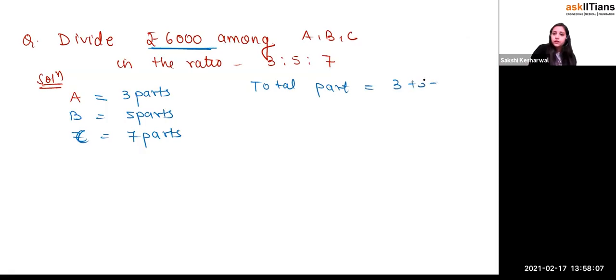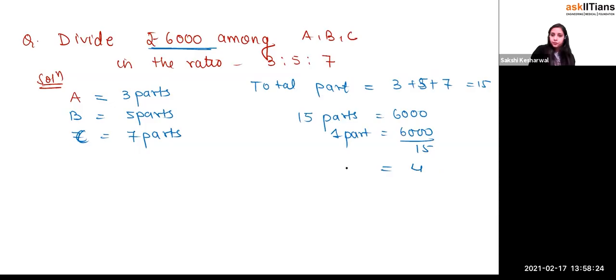3 plus 5 plus 7 is equal to how much? 15 parts. Right? So 15 parts will be equal to how much? Rupees 6,000, right or not? So one part will be equal to how much? 6,000 divided by 15, which is equal to 400 rupees, right?